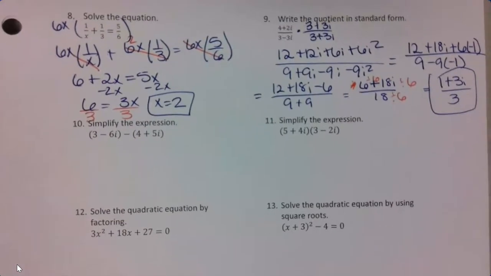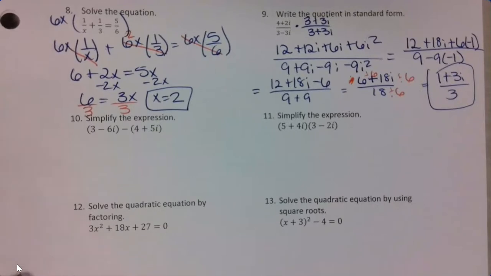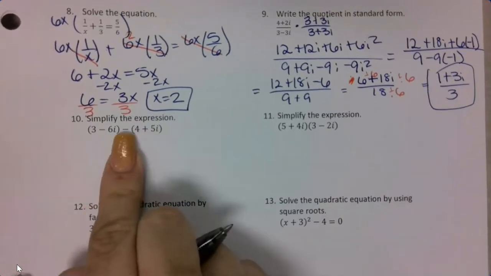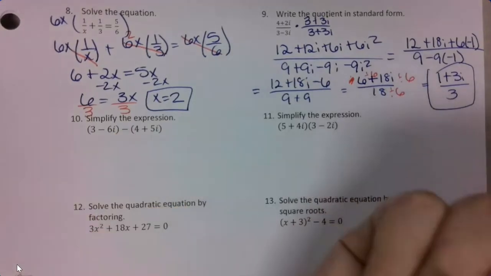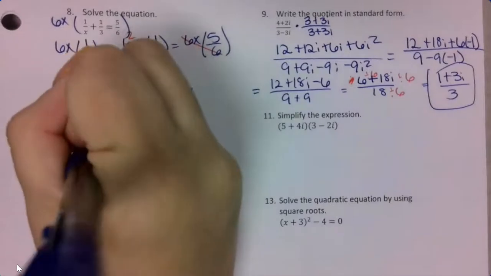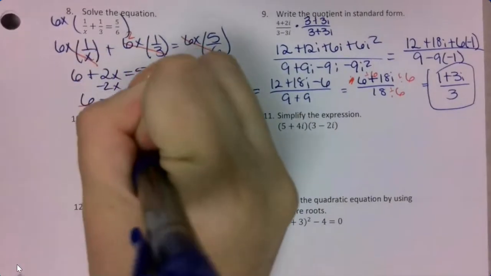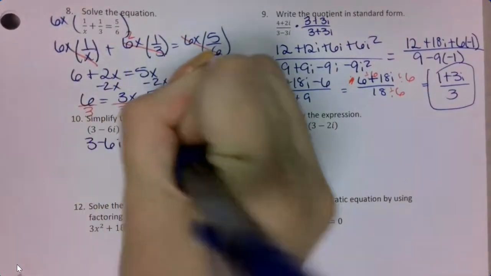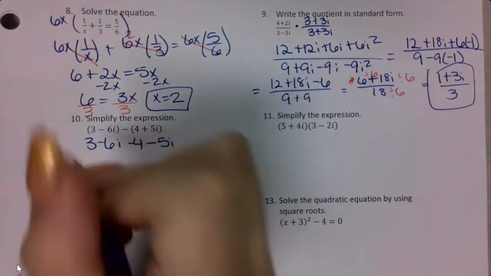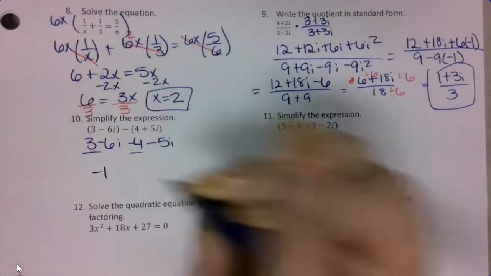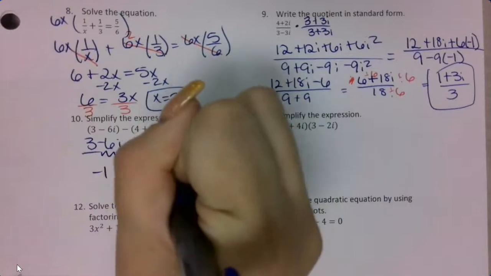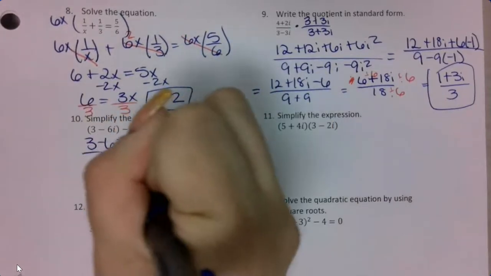Number 10 wants me to simplify the expression. I am subtracting. Notice there is a minus sign in between. Lots of people on the test missed the minus sign and instead multiplied. What you just want to do is distribute that negative. So then it's going to become negative 4 minus 5i, and then you combine like terms. So 3 minus 4 is negative 1. Negative 6i minus 5i is negative 11i.